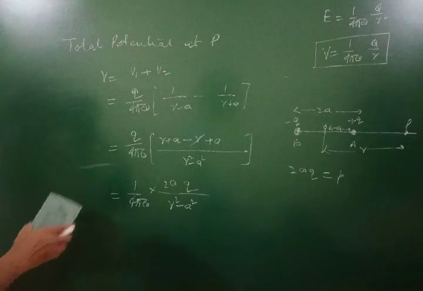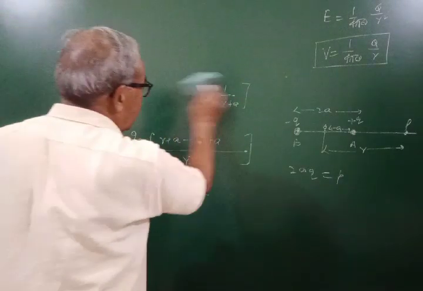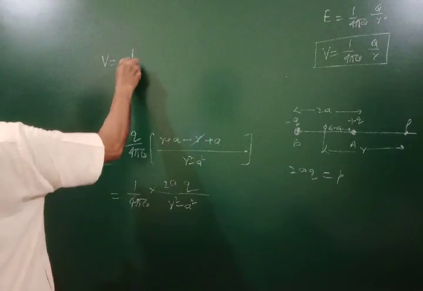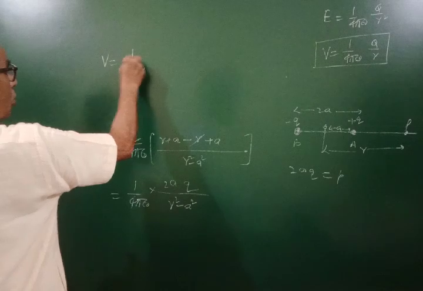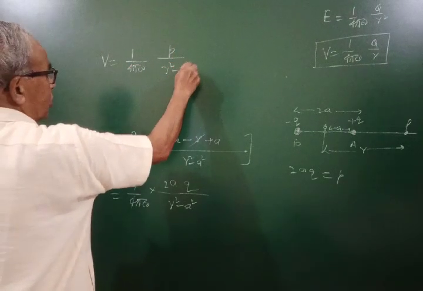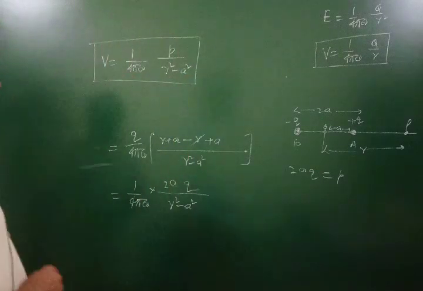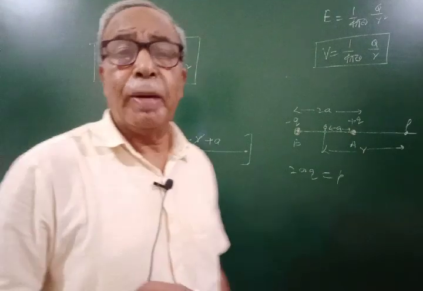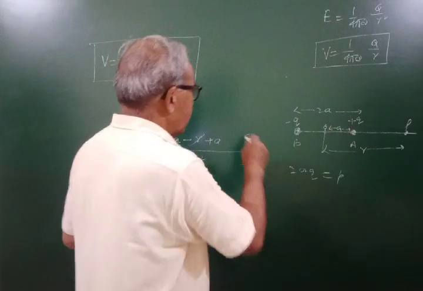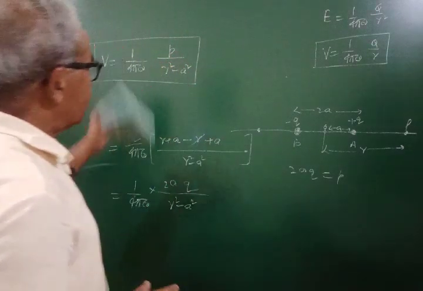I told you potential is a scalar quantity, so you add scalarly. And so V comes out equal to 1 upon 4 pi epsilon 0 p upon r square minus a square. It is the potential due to a dipole at any point on the axis. And remember, a point on the axis means outside the dipole. You can take point P here also; you will get the same result.